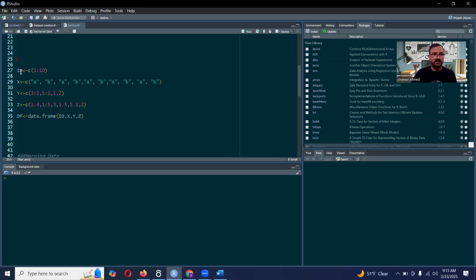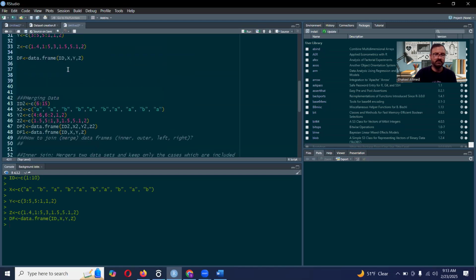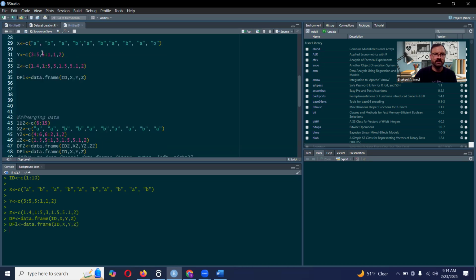We have a data set consisting of an ID variable and X, Y, and Z, four variables. We can write the data frame. We can call it data frame 1. And the data 2 consists of again ID2. This ID is starting from 6 to 15. This ID is starting from 1 to 10.